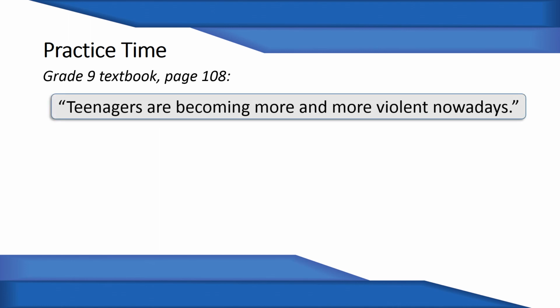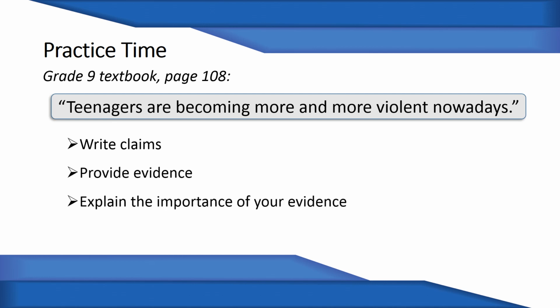In your grade 9 textbook, page 108, you have a motion which reads as follows. Teenagers are becoming more and more violent nowadays. Practice writing claims for this motion. Provide evidence and explain the importance of your evidence. After you have written one argument, practice delivering it orally.